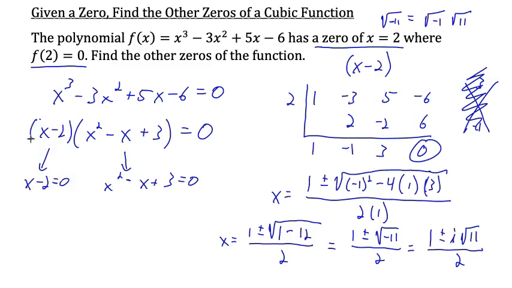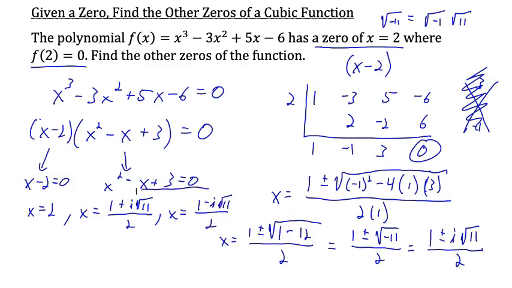All right, so remember we had this factor of x minus 2. And so when we have something times something equals 0, if this is 0, then x must equal 2. Well, here we went ahead and solved this trinomial for 0, and we got x equals 1 plus i times the square root of 11 over 2, and x equals 1 minus i times the square root of 11 over 2. So we have our zeros.